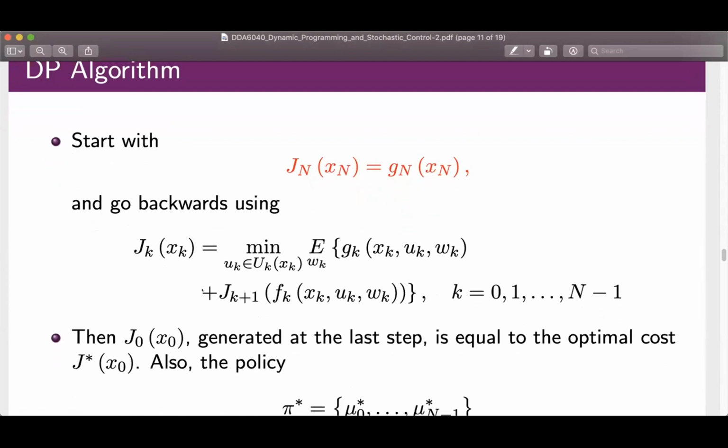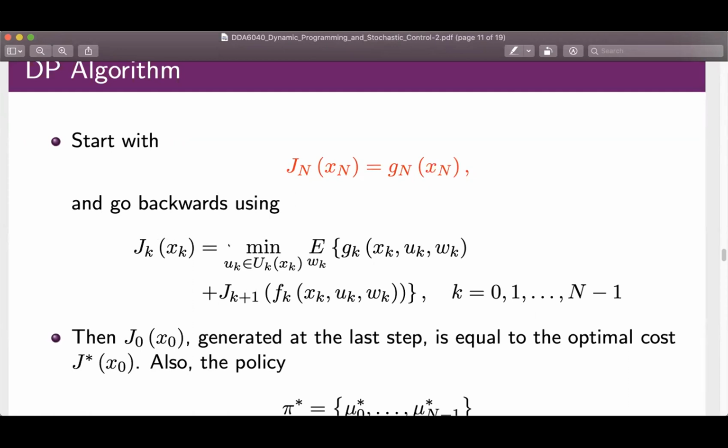Suppose we use J_{k+1}. This cost is given. It is computed at the last step, and we know what it is. Then at the current stage, we will use these known things to calculate J_k in this way.